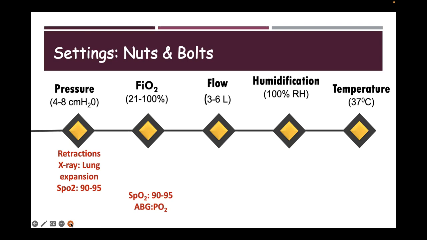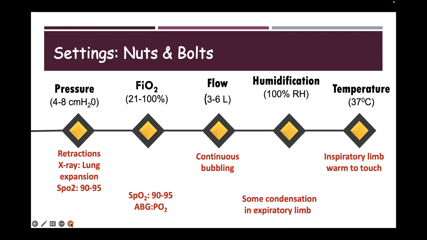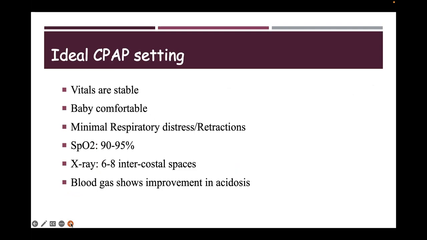And in blood gas, we should have a normal PO2 between 50 to 70 in preterm and 50 to 80 in term babies. Flow, in a ventilator, is automatically usually around 8 to 10 liters. In bubble CPAP, there should be continuous gentle bubbling. Humidification, there should not be any condensation in the expiratory limb. There can be some condensation in the expiratory limb. And temperature should always display 36.5.